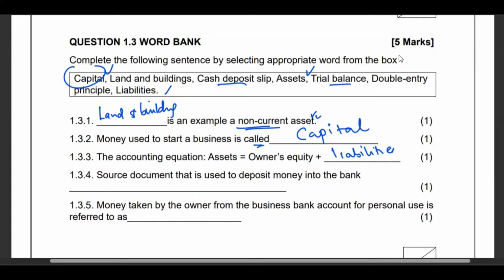Liabilities. Then 1.3.4, source document that is used to deposit money into the bank. So this used to happen a long time ago. So it's what we call the cash deposit slip. So it's no longer happening nowadays because of technology.